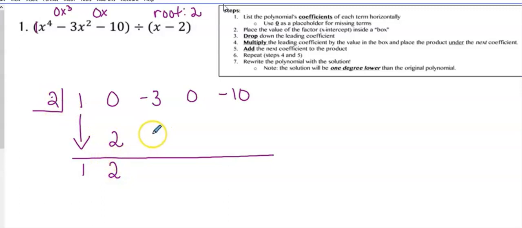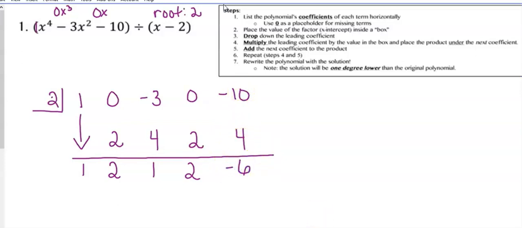2 times 2 is 4. Then combine -3 and 4. -3 and 4 is 1. Then I'm going to multiply again. 2 times 1 is 2. 0 and 2 is 2. Multiply again. 2 times 2 is 4. -10 and 4 is -6.